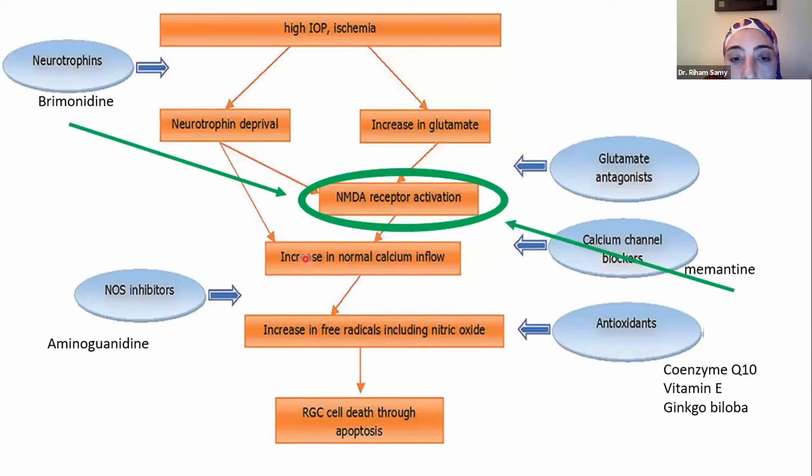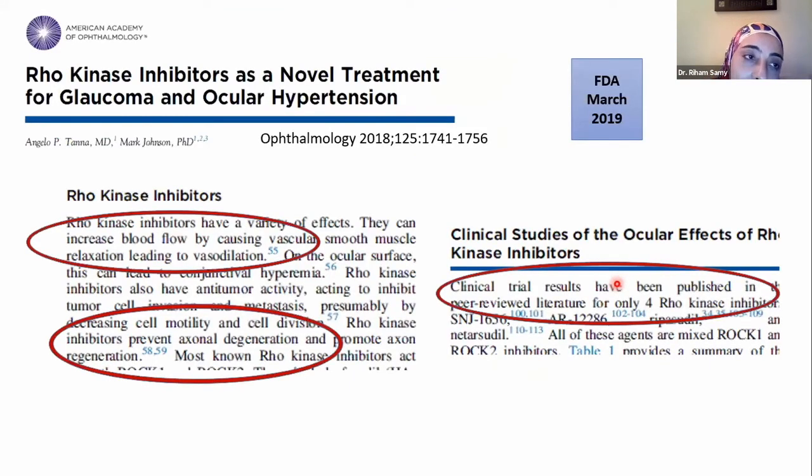We already have two drugs available in the market. We have brimonidine eye drops, which can block the NMDA receptor by binding to it, and so they block the influx of calcium, and also memantine, which is a drug used in Alzheimer's disease. Also, there has recently been a release in the market of the Rho kinase inhibitors, and these can increase the blood flow and modulate the axonal life of the retinal ganglion cells, so they can promote axonal regeneration, and some clinical trials are being conducted on this.